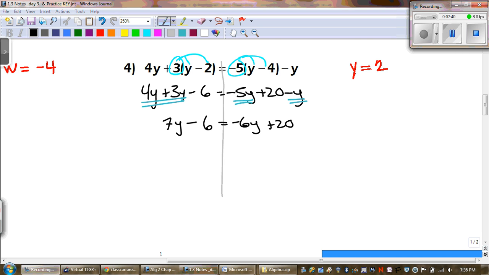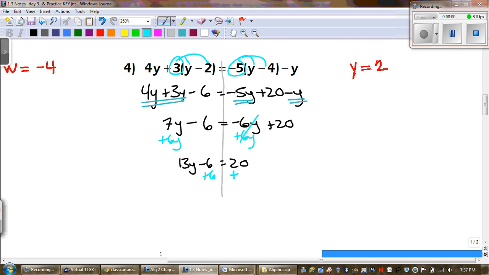Okay, so after distributing and combining like terms, we get 7y minus 6 equals negative 6y plus 20. I'm going to move the smaller variable to both sides. And now we get 13y minus 6 equals 20. We have to add 6 to both sides. We get 13y equals 26. And then dividing both sides by 13, that's where we get y equals positive 2.